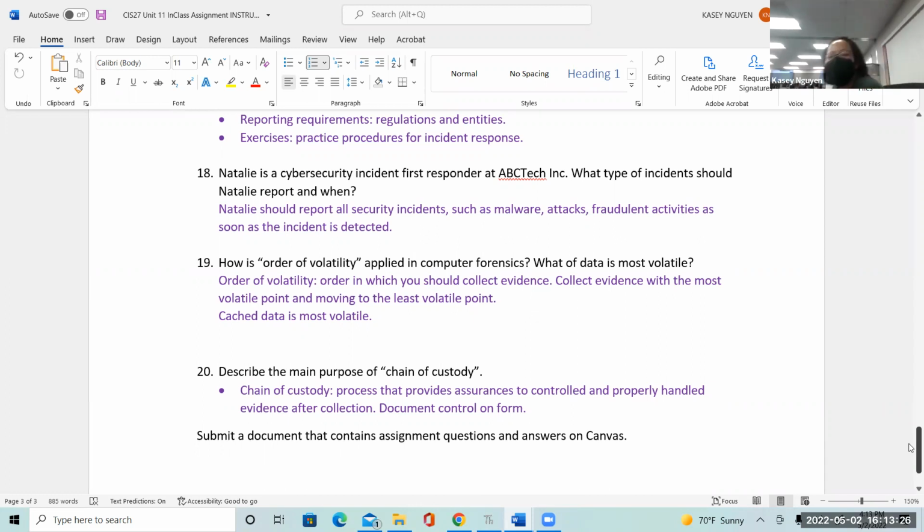All right, 18. Natalie is a first responder for ABC Tech. What type of incident should Natalie report and when? She should report all security incidents, such as malware attacks and fraudulent activities, as soon as the incident is detected. That's going to come from your intrusion detection system, anti-malware security application, and firewall. All your security appliances will say, hey, I see something, look at me, right? And then Natalie will go look at that and say, oh, that's an incident.